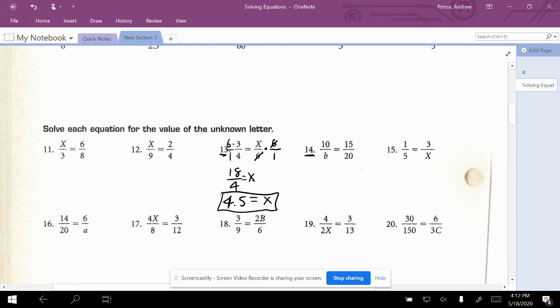Here on 14, we can just look at doing the cross multiplication method. So you take the lower number on this side times the higher number on the other side. Or if we remember what these terms are called, there's the numerator, which is on top, and the divisor on the bottom. So if we take the divisor on one side and multiply it by the numerator on the other, we have b times 15 equals 10 times 20.